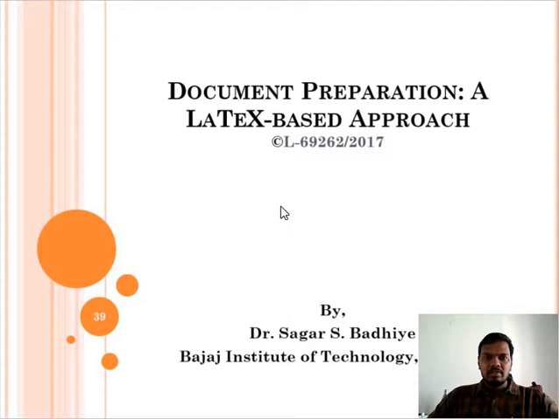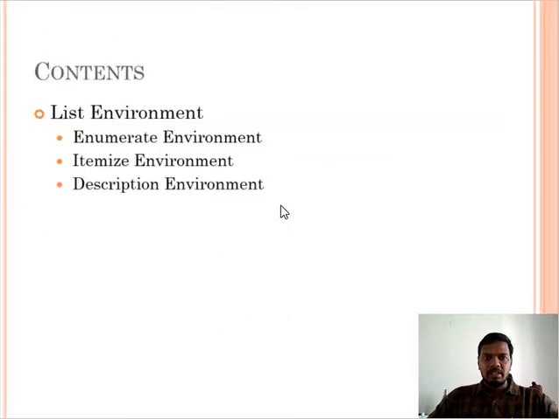In today's class, we are going to discuss the list environment. There are basically three types of list environment. The first is the enumerate environment, the second is the itemize environment, and the third is the description environment.